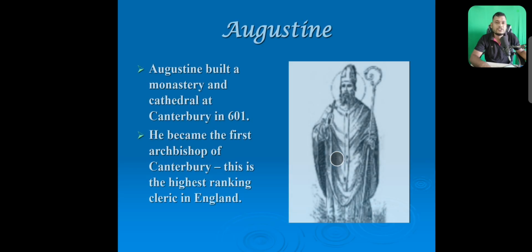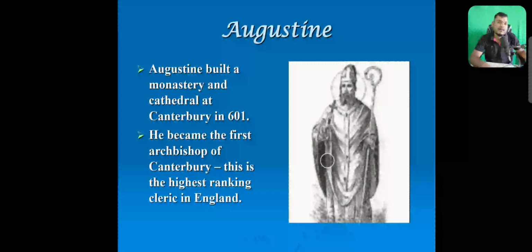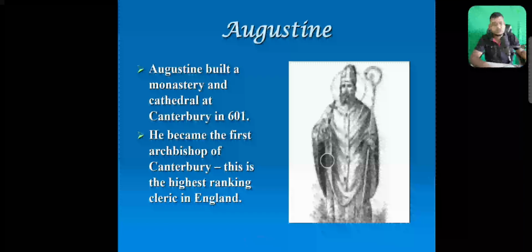Augustine built a monastery and a cathedral at Canterbury in 601. He became the first Archbishop of Canterbury. This is the highest-ranking cleric in England. So Augustine was the Archbishop at that time, and that was the highest rank there.